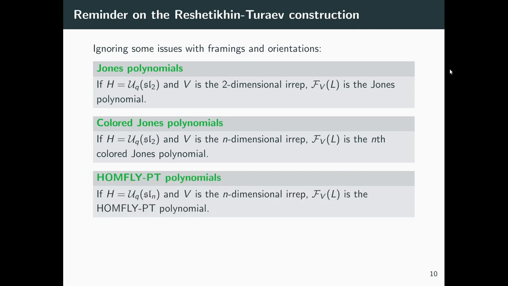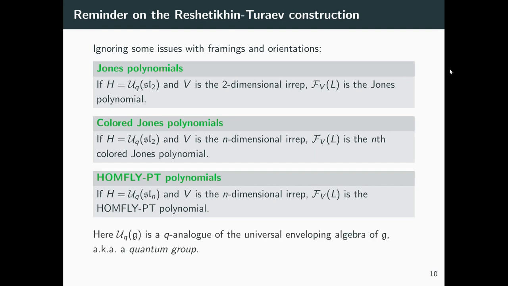If you instead use a more complicated quantum group, sl_N, and you pick its n-dimensional irrep, you get the HOMFLY-PT polynomial. Again, here U_q(g) is a quantum group, which is a q-analog of the universal enveloping algebra of g. It's some kind of more complicated object, and as you send q to 1, you just get U(g), the usual universal enveloping algebra of the Lie algebra.